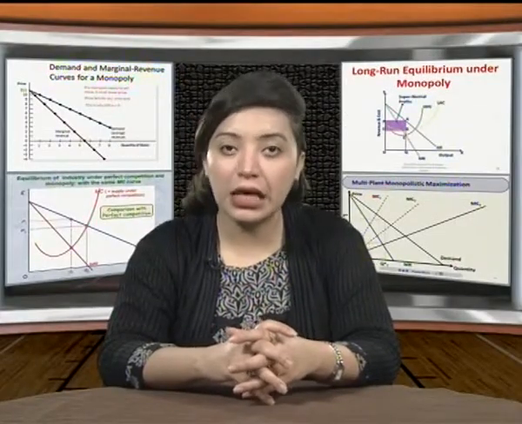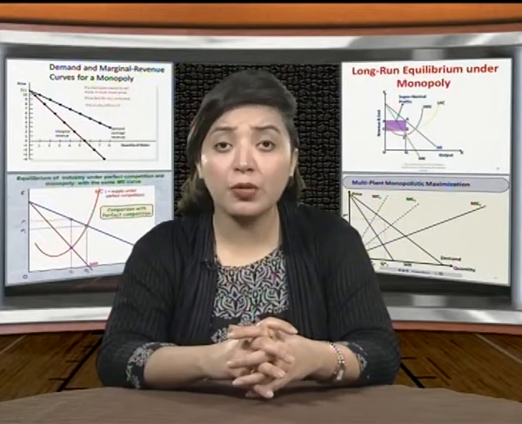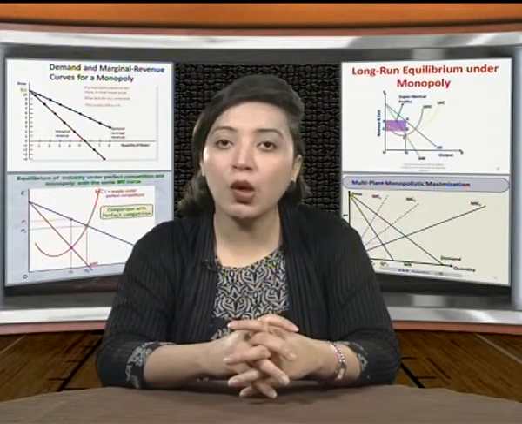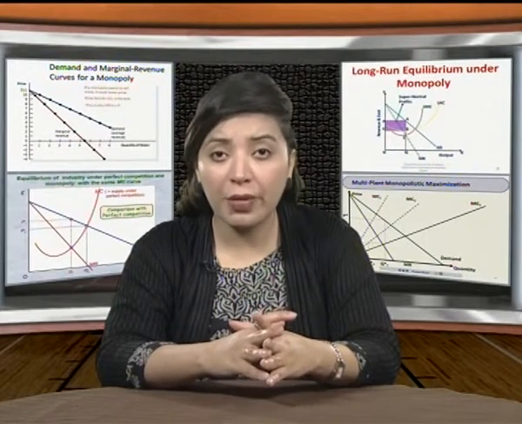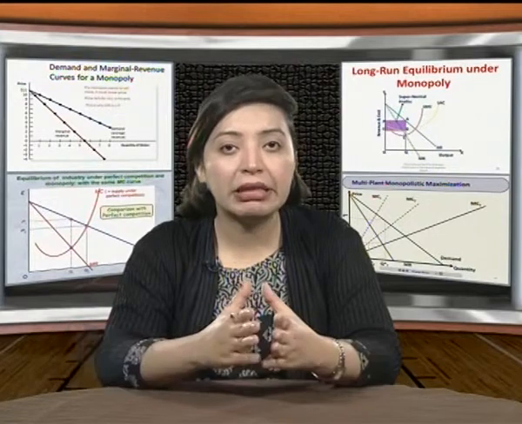Hello viewers, Swayamprabha welcomes you to the episode on price and output under monopoly. In this chapter, we'll discuss the meaning of monopoly, its necessary conditions, nature of demand and marginal revenue curves, price and output under monopoly, monopoly equilibrium, long-run equilibrium and multi-plant monopoly.